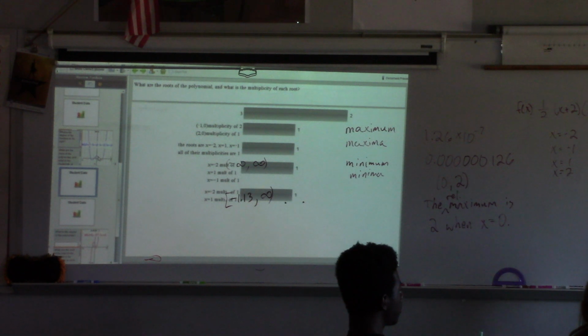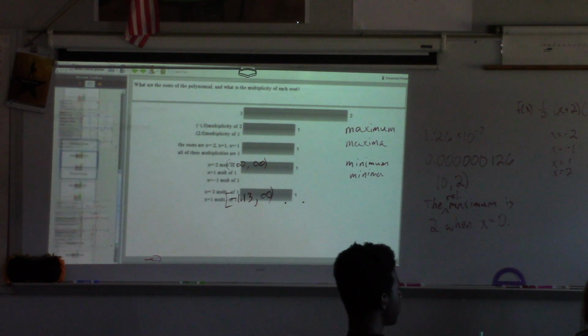So what is the multiplicity of each one of these roots? 1. Okay? The multiplicity for each of these roots is 1. And that's in contrast to, this is why I had the second question on here.